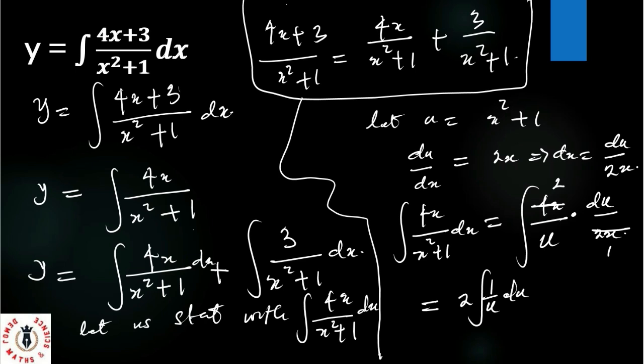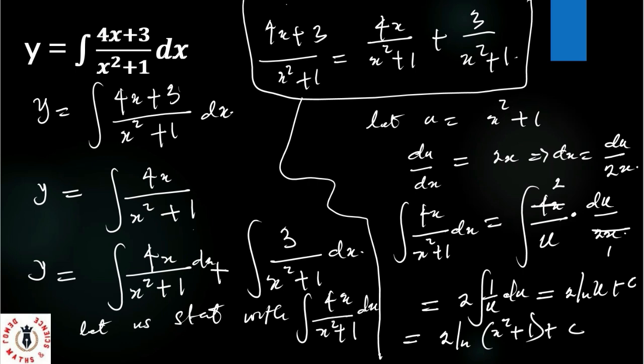From our standard formulas, we know that the integral of 1 over u is ln u. So this is 2 ln u plus c. Also, remember that u is the same thing as x squared plus 1. So this is 2 ln of x squared plus 1, plus c. The bracket closes here. Now, we've just done one part.